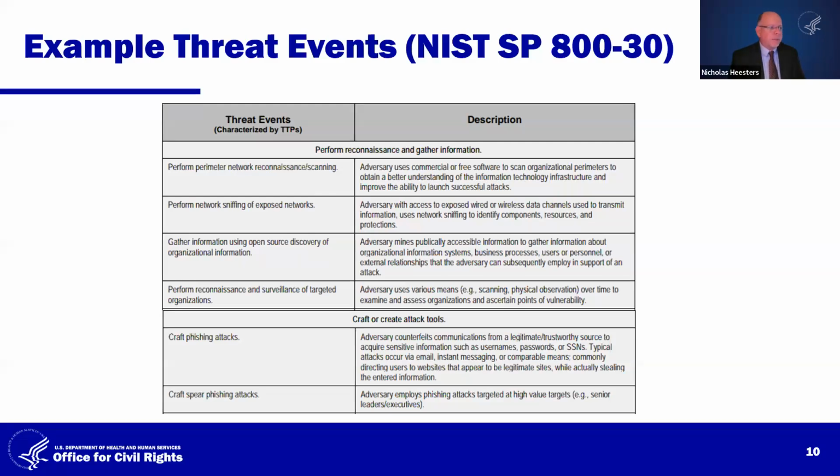There are some threat events that are characterized as reconnaissance by threat actors, whether that's perimeter network reconnaissance and scanning, network sniffing, gathering information using open sources, phishing attacks, or crafting specialized spear phishing attacks. These are all different examples of threat events that folks can consider as threats to their ePHI within their organization. Certainly, these are not meant to be exhaustive. There may be other threats particular to an organization that should be considered.